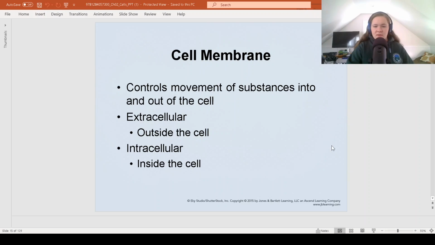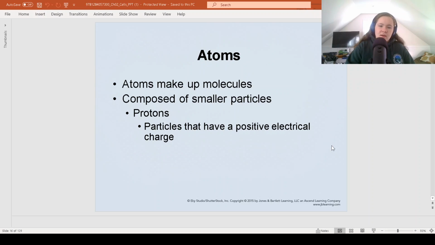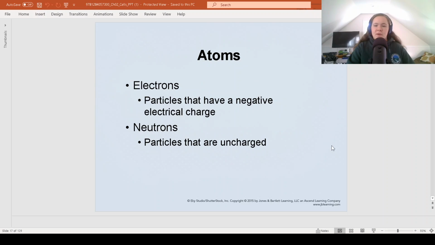The cell membrane controls the movement of substances into and out of the cell. It's much like your skin, but on a much smaller level. It is extracellular, meaning outside of the cell, and intracellular, meaning inside of the cell. Atoms make up the molecules, and composed of smaller particles are protons, which have a positive electrical charge. We learned about this before. Electrons are negative, neutrons are uncharged.